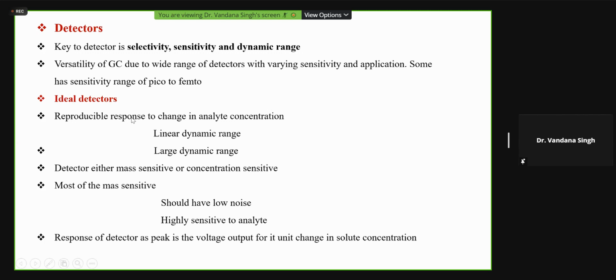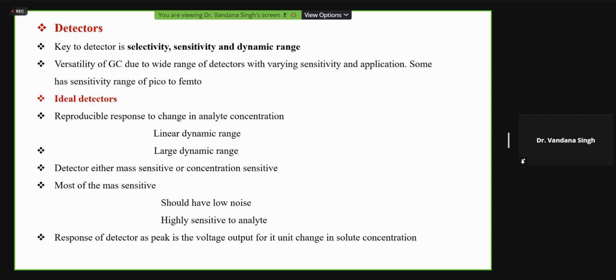So actually the versatility of the GC, and their wide application, is also due to the wide range of detectors that can be attached to the GC system, which have various sensitivity, various selectivity, and wide and linear dynamic range. And that's why the GCs can be attached to a detector which has sensitivity up to the range of pico to femto, for better resolution of the data.